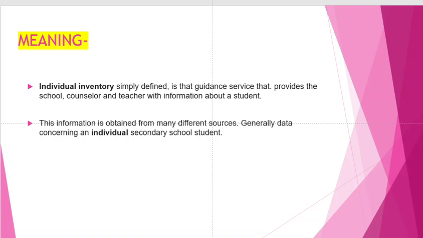So, this information is obtained from many different sources. Generally, the data concerning an individual secondary school student. So it's related to interests. So interests are related to general ability, spatial aptitude, and values in various ways. Linguistic and scientific interests are positively correlated with intelligence. Technical interests are related to mechanical aptitude, and business interests are also related to the tendency to stress material as opposed to theoretical, social, or aesthetic values, and so on. So we call this an interest inventory, or sometimes interest inventories.